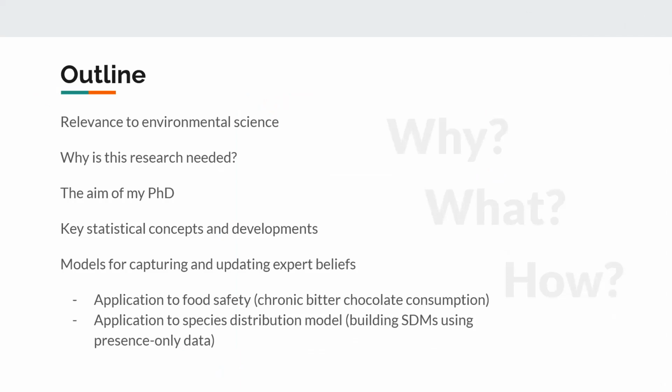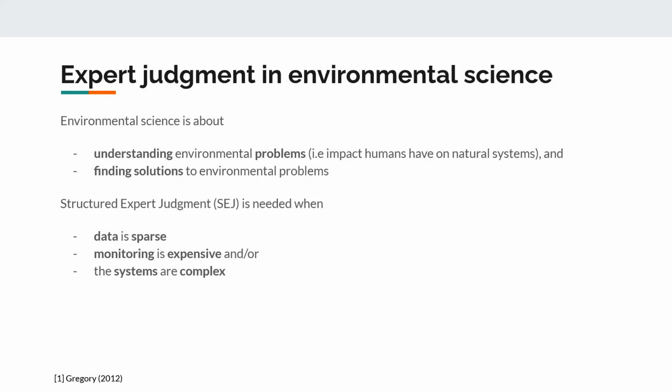At the end, we'll talk about 2 applications that we've done in the papers. So why is this relevant for environmental science? Well, environmental science is about understanding the problems and solving them, as far as I understand. And many of the problems we cause ourselves, humans, by intervening with ecological systems and messing them up. So understanding human impact is key.